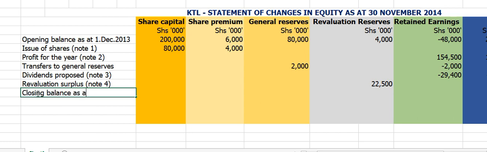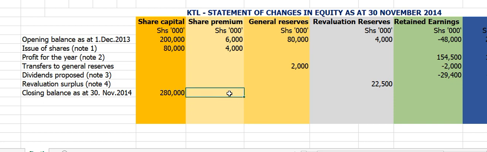Closing balance as at 30th November 2014. Let us come up with the closing balances. Just add my 200 plus this, get that. Here we add this plus the premium during the year, 10, so you get 10.